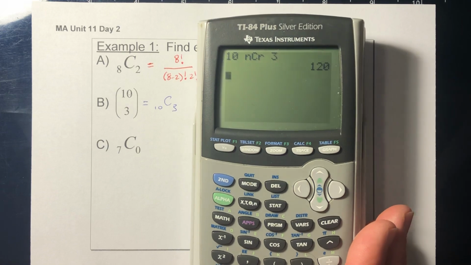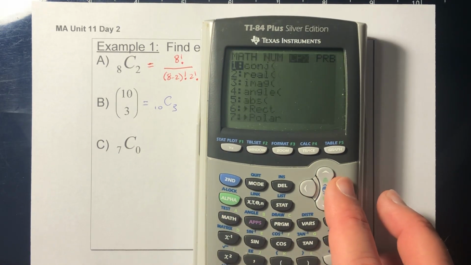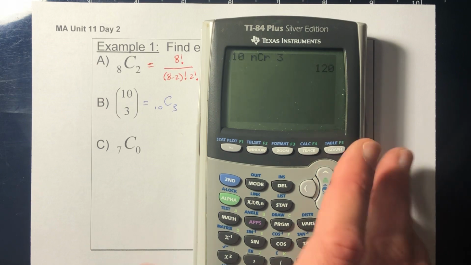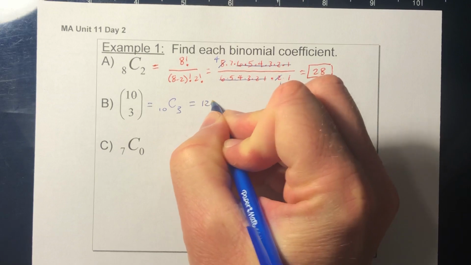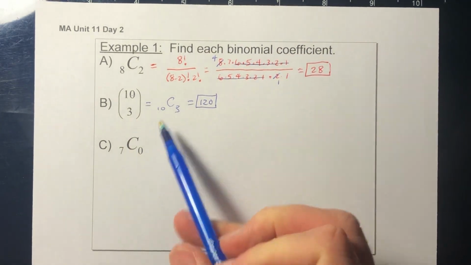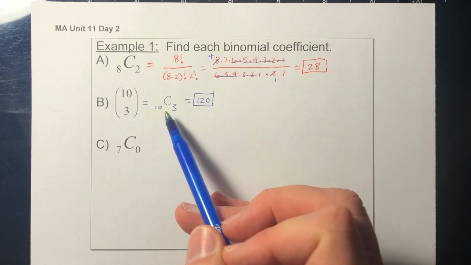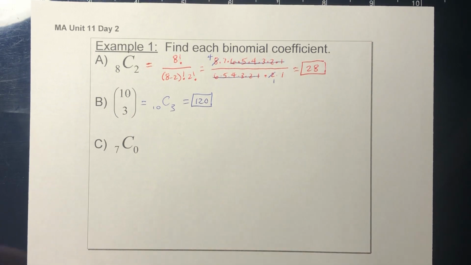Okay, so that's a nice shortcut. So again, we hit the math button, go over to probability, there it is. But remember, you gotta put that first number in before you go there, okay? So we end up with 120. Now, worst case scenario, you could use the formula. So this would be 10 factorial over 10 minus 3 factorial times 3 factorial. Okay? All right, let me show you another way on how to do this on Desmos.